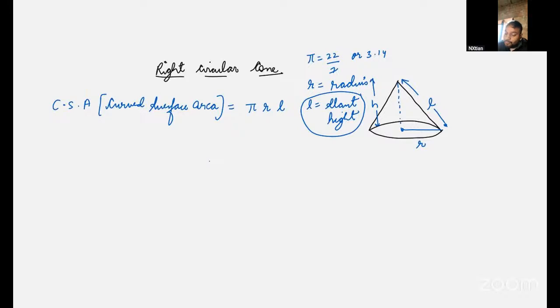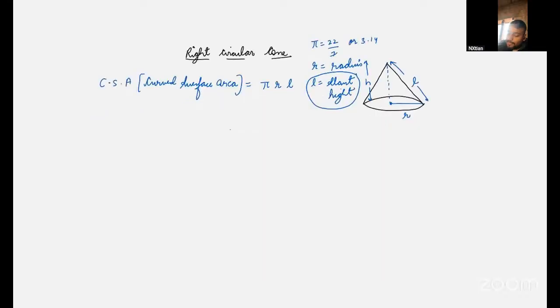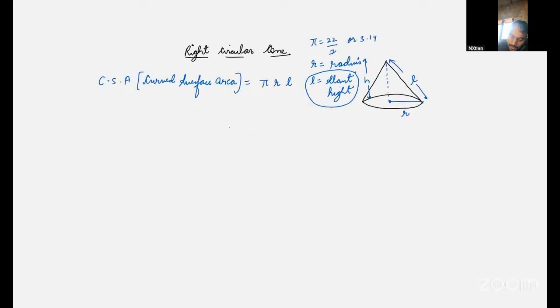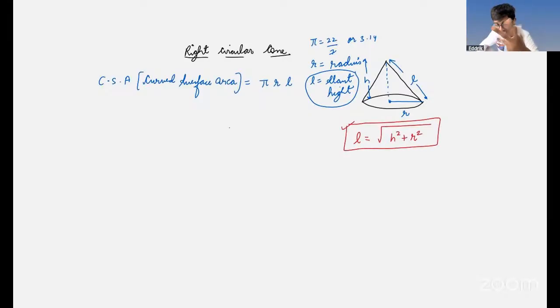Now, basically, this is the formula. How to find the value of L? The value of L is equals to root of h square plus r square. This is how you will find the L, because it is a Pythagoras theorem.